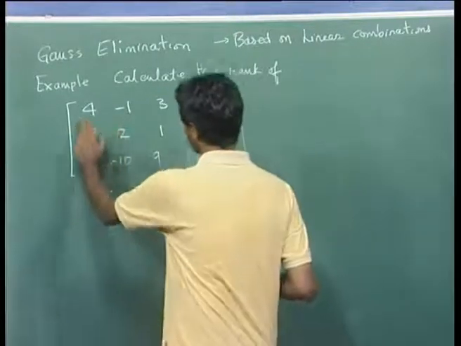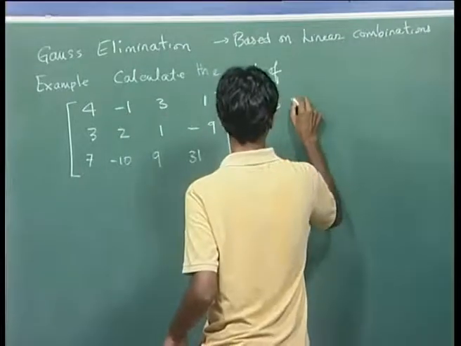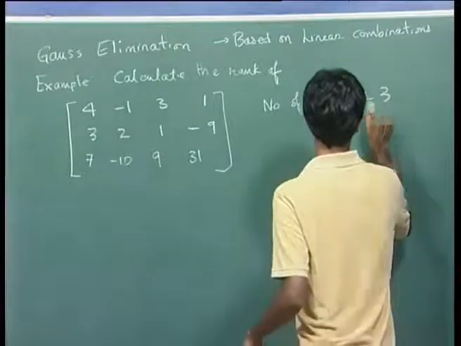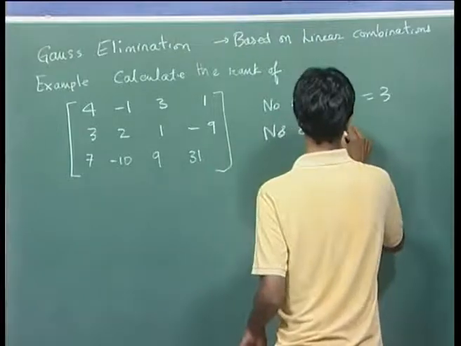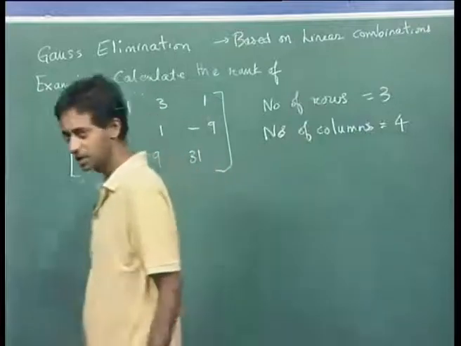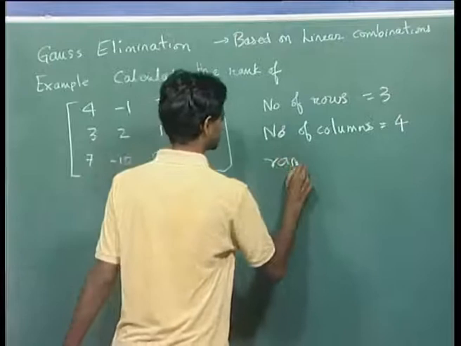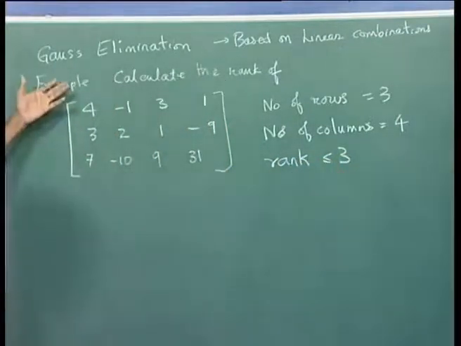Now here the number of rows is 3, number of columns is 4. So you say that number of rows equal to 3, number of columns equal to 4, and this clearly implies that rank has to be less than or equal to 3. So it can either be 1, 2 or 3. Okay, and so let's work with the rows.